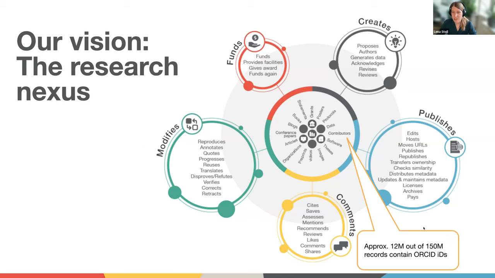So just to give you an idea of the numbers behind this picture, we have recently registered our 150 millionth record. And of these 150 million, about 12 million metadata records contain at least one ORCID ID in the metadata, so we have quite a lot of connections to work with there.